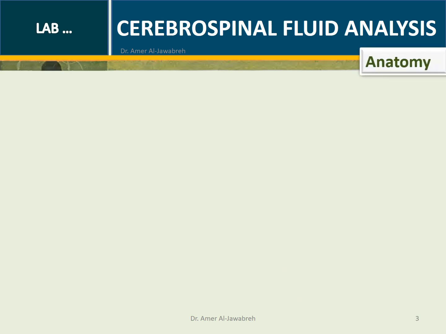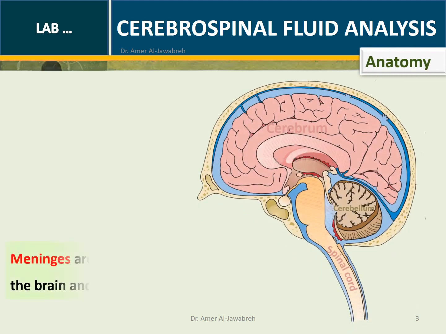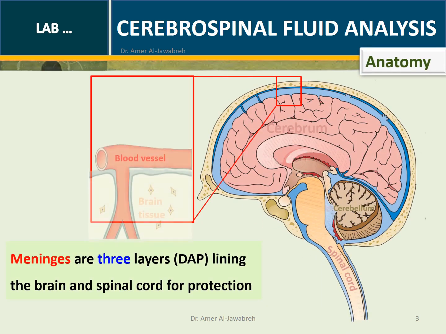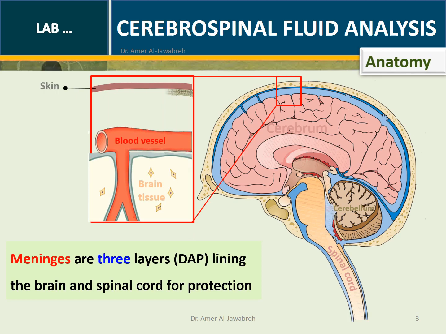Anatomy. Meninges are the three layers outlining the brain for protection: dura mater, arachnoid, and pia mater.